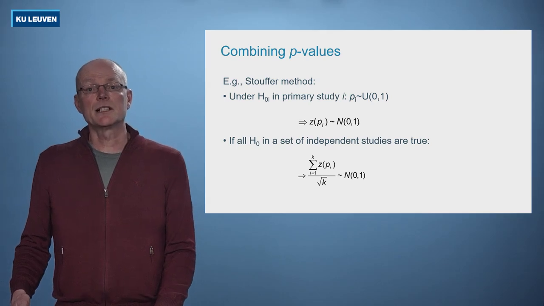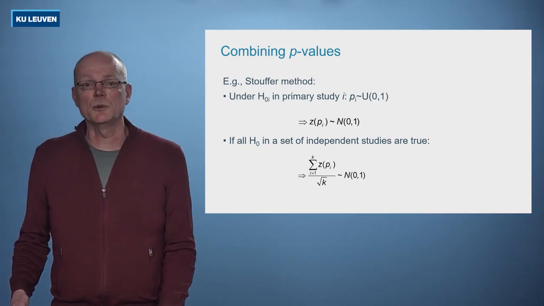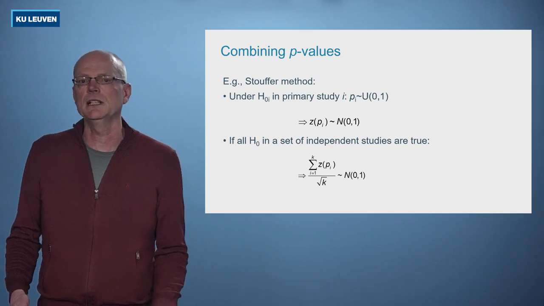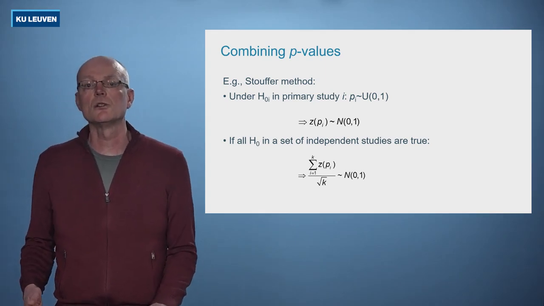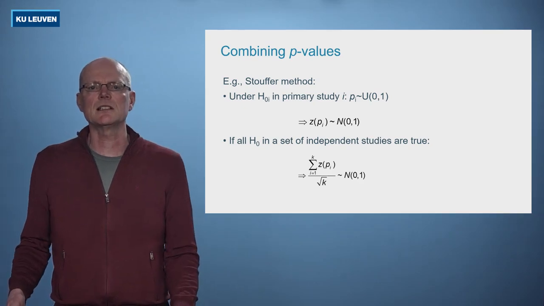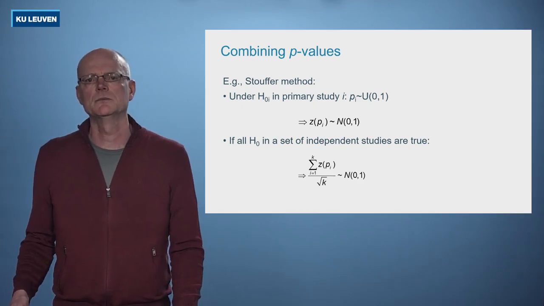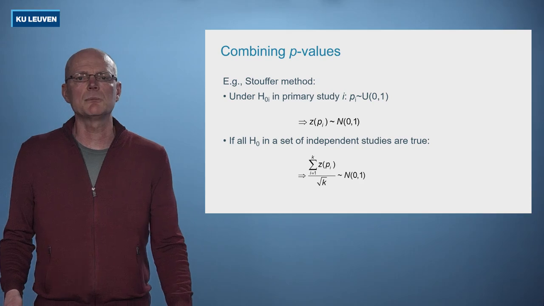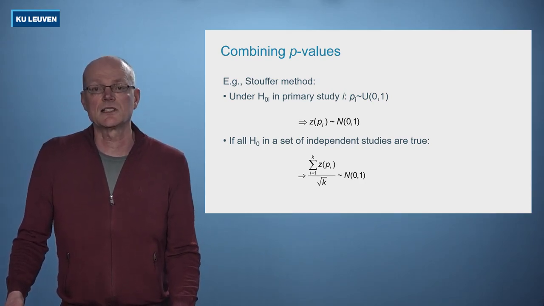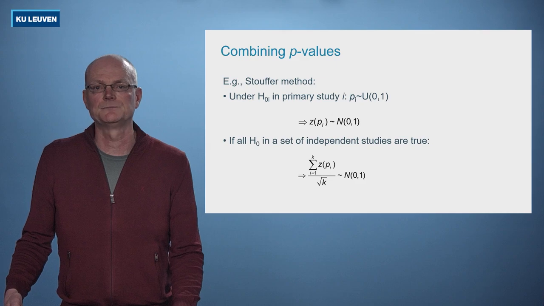If, however, there is a study or few studies that show an effect in one direction, the one-sided p-values from these studies will go in one direction, and hence also the z-values will go in one direction, and our test statistic will go away from 0. We reject our null hypothesis if our test statistic is situated in the tail of the standard normal distribution.